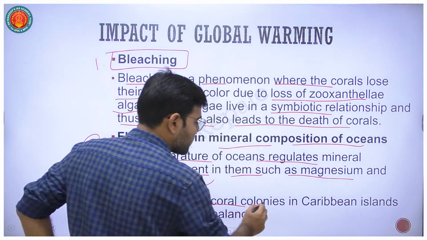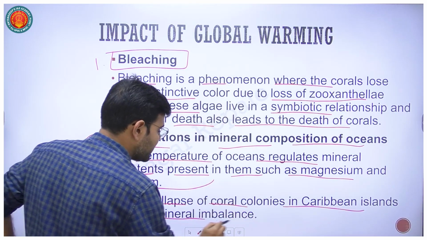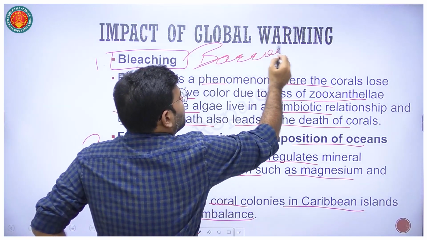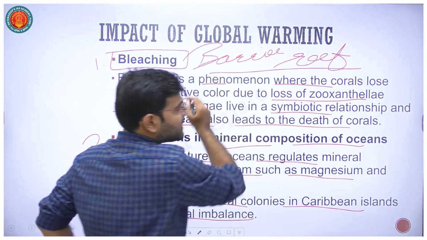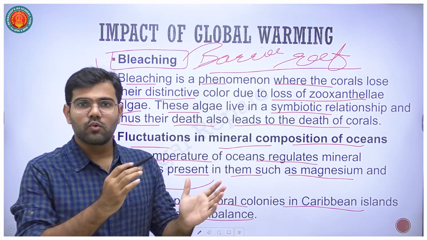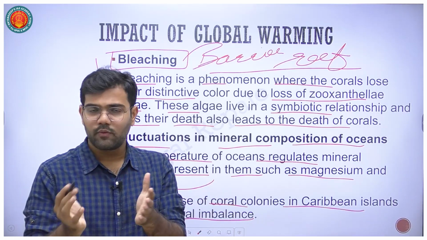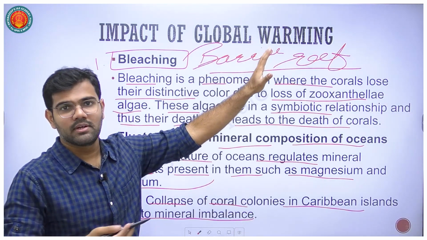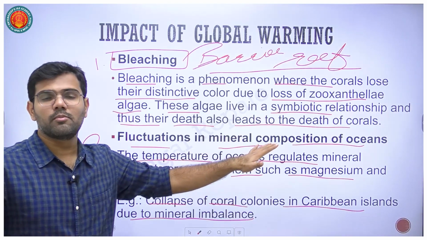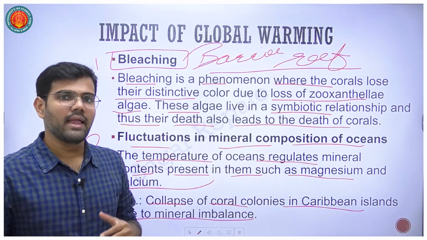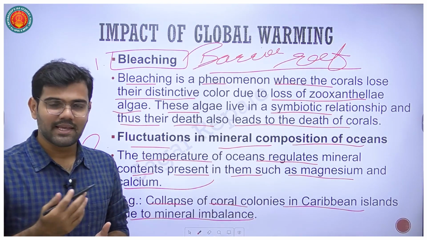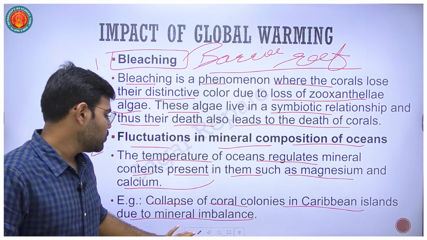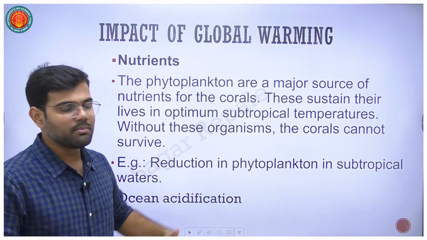So you can write about the collapse of the coral colonies in Caribbean islands due to the mineral imbalance. Here in bleaching you can write about the Great Barrier Reef, which is present off the eastern coast of Australia. An immense amount of bleaching has happened in the last few years, and then in the mineral composition you can write about the example of the Caribbean islands, because in the question they are asking you for examples also. They are not asking you impact only, but you need to add examples to cater to the demand of the question.